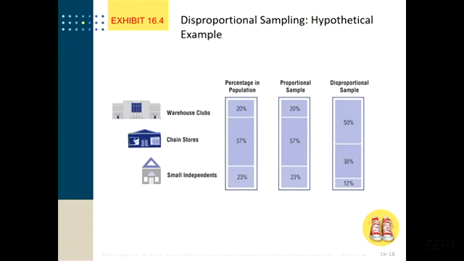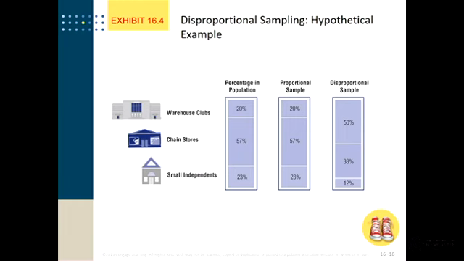Convenience. The second point is that you need to look at your research objective and what data you are actually dealing with. In this case, look, we have warehouse clubs, that's 20%. In terms of number, let's say we have 100 respondents: 20 warehouse clubs, 57 chain stores, and 23 small independents.